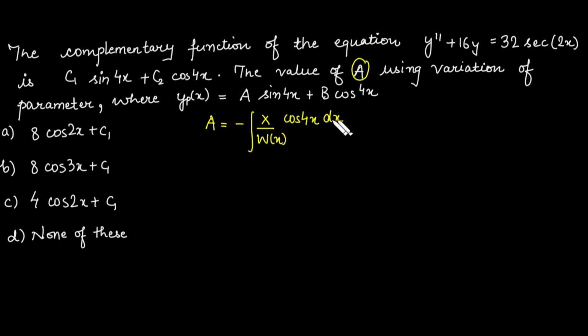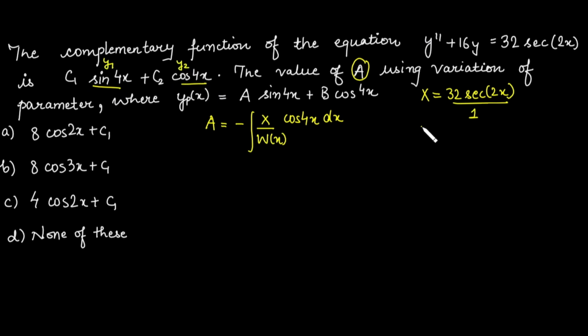So we need to find the integration here. What is the X in this case? That is 32 secant 2x divided by the coefficient of the second order derivative, that is 1. Now what is the Wronskian? This is the complementary function. So let's suppose this is y1 and this is y2.